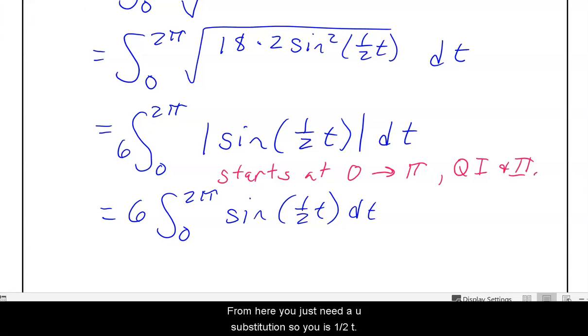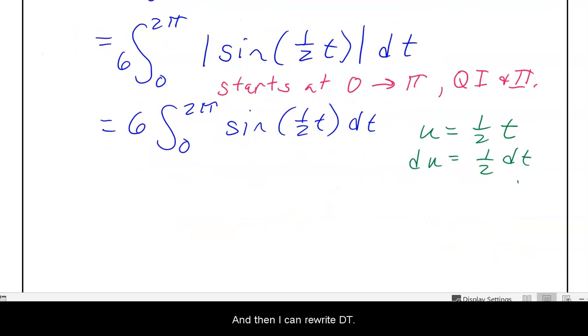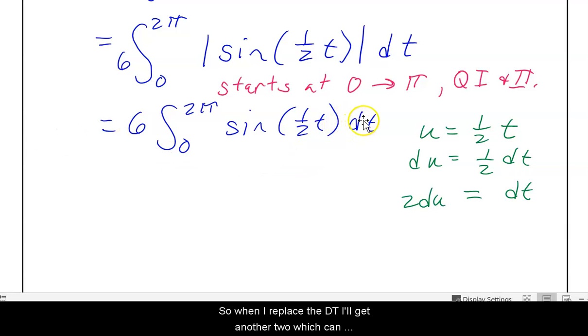From here, you just need a u substitution. So u is 1/2 t, du is 1/2 dt, and then I can rewrite dt as 2 du. So when I replace the dt, I'll get another 2, which can join the 6 on the outside, and that will give me a 12. And then I can also replace the limits of integration if I want to.